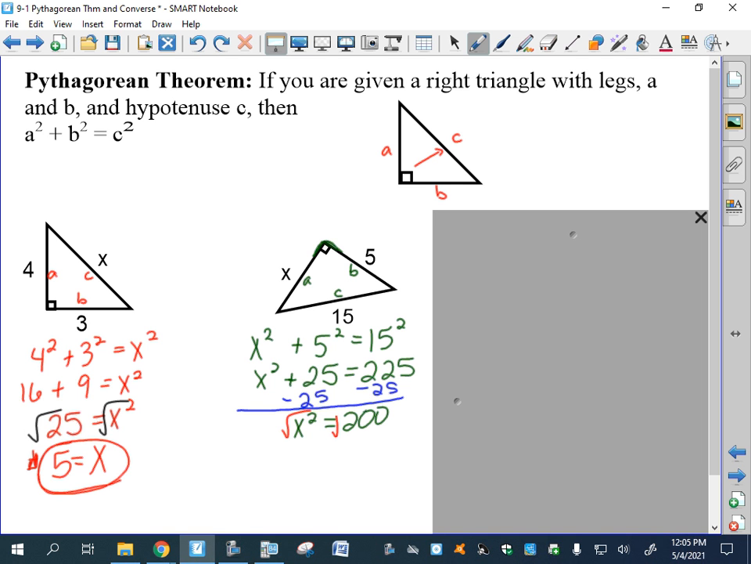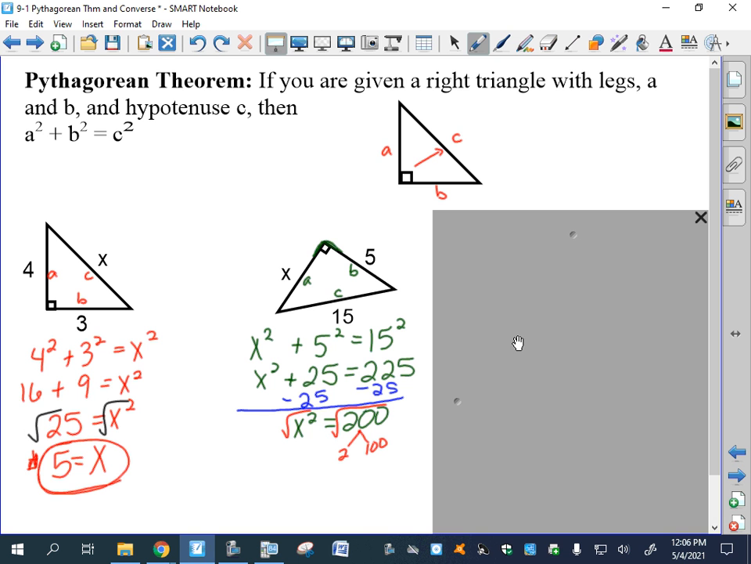Square root both sides. But if I take the square root of 200 in my calculator, I get a decimal. We don't want decimals. We want to break it down. Yeah, let's find the biggest square that goes into it. What multiplies to be 200? Let's use 2 and 100, right? Because what do you know about 100? It's a perfect square.